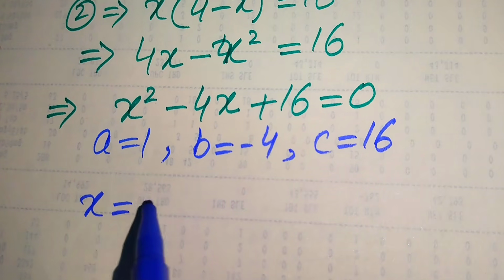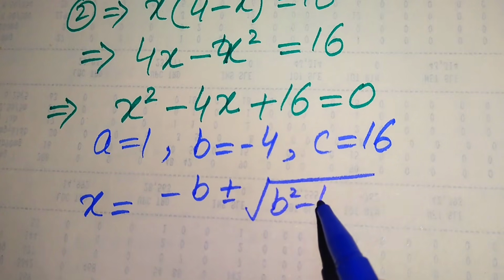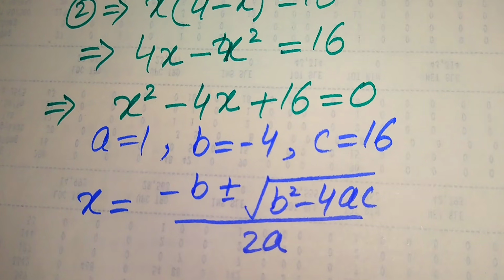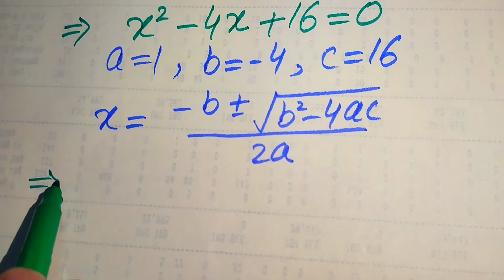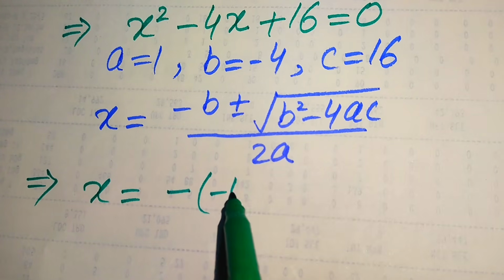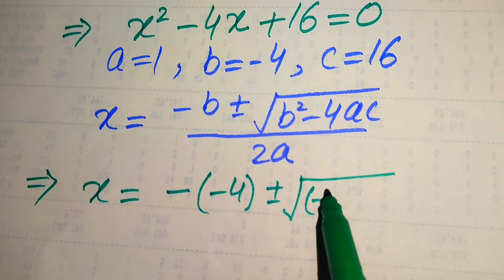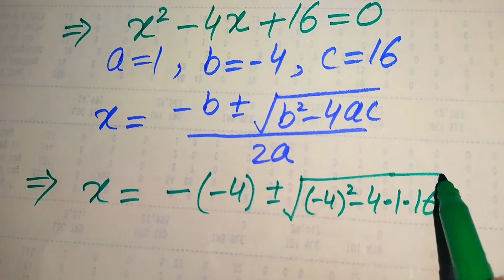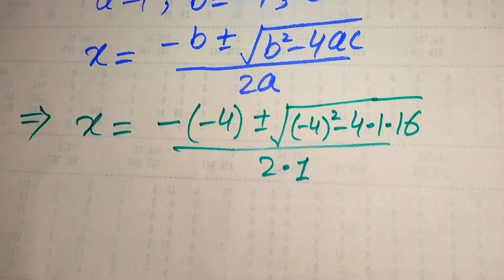And we state the quadratic formula as x equals minus b plus minus square root of b square minus 4ac, divided by 2a. This is our quadratic formula, and here we substitute all the values of a, b and c in this formula. After substituting all the values we get minus b, the value of b is minus 4, plus minus square root of b square, the value of b is minus 4 square, minus 4 times a is 1 and c is 16, and it is divided by 2 times a, and here our a is equal to 1.